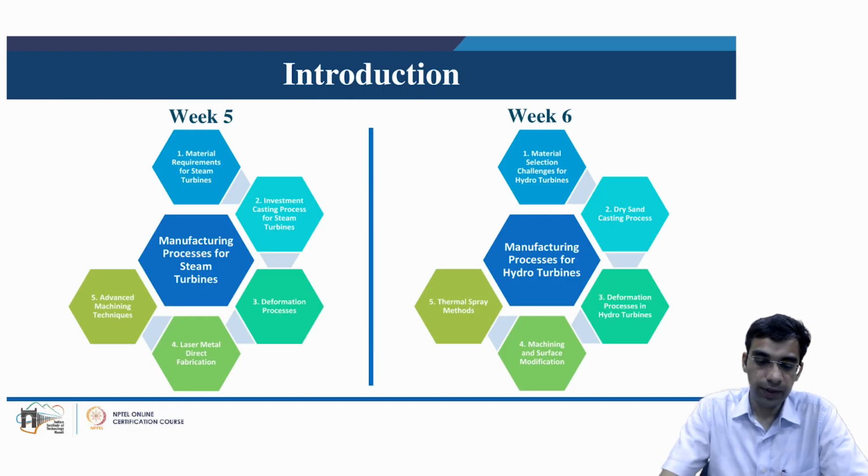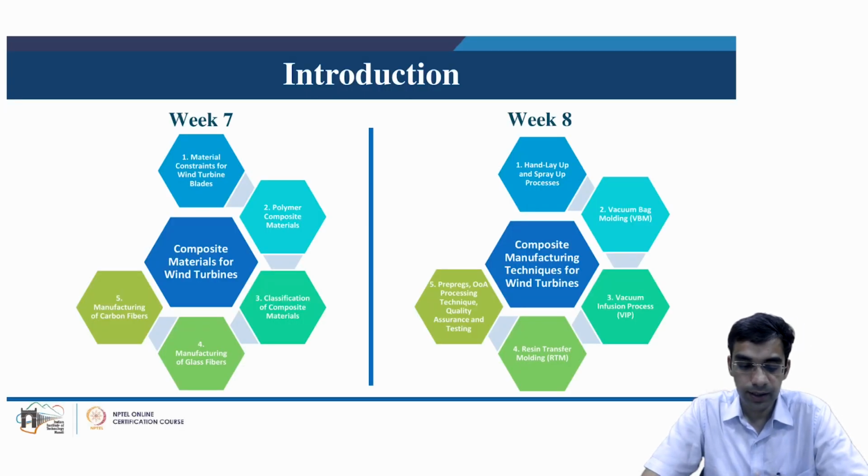Moving on from here, in week 7 and 8 we will look at the manufacturing of wind turbines, where we'll look at the details of composite materials which are used in making of the wind turbines, and the details of polymer matrix composites, classification of the composite materials, manufacturing of glass fibers and carbon fibers.